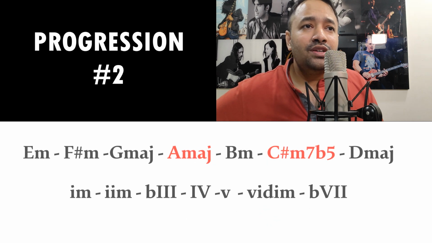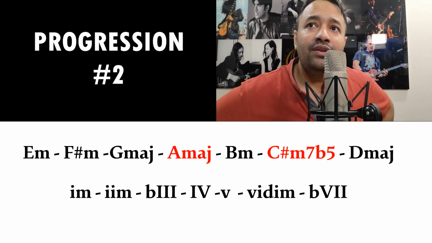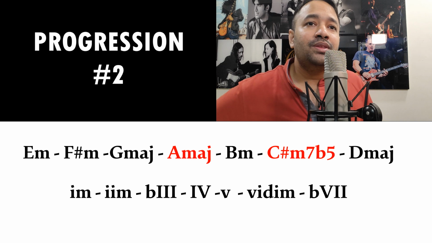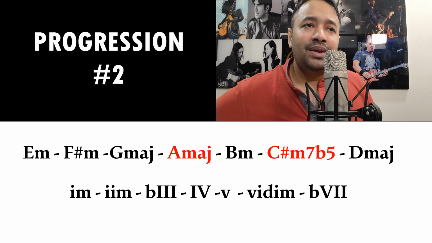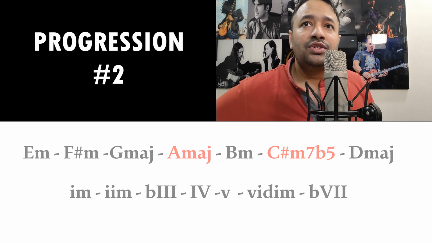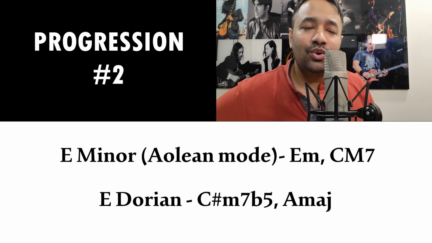And when we look at the chords that you can form in the E Dorian scale, you will get the 4 chord and the 6 chord. The 4 chord will be the A major and the 6 chord will be the C sharp minor 7 flat 5 chord. So these 2 chords can be explained to be derived from the E Dorian scale. So in our entire chord progression, we have the E minor, which can be explained either from the E minor or the E Dorian scale.